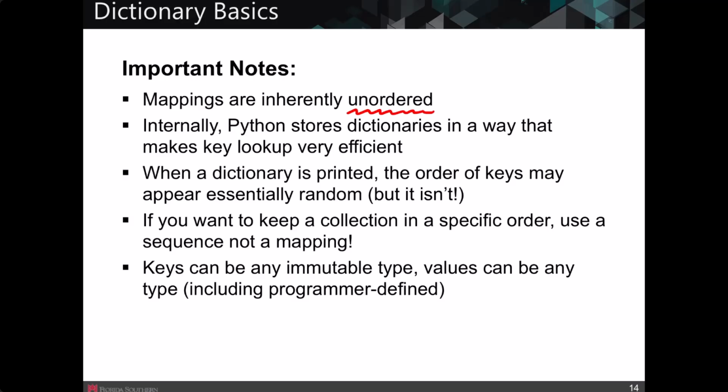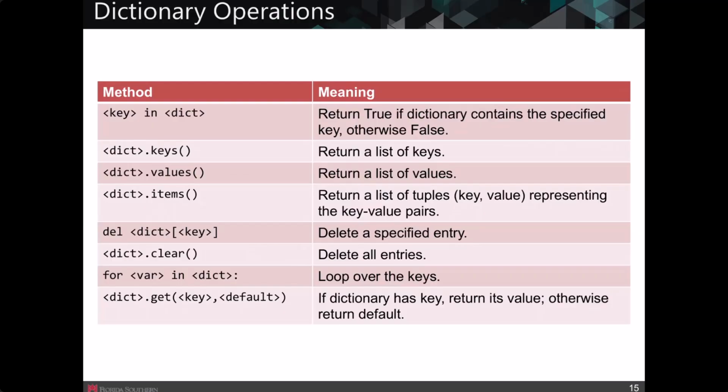Values can be any data type, including programmer-defined stuff like what you'll learn in OOP, object-oriented programming. So next we have some dictionary operations. Here is the table. If you wanted to figure out membership in terms of the keys, you use that keyword in. So we say, is a key in a dictionary? That will return true or false.